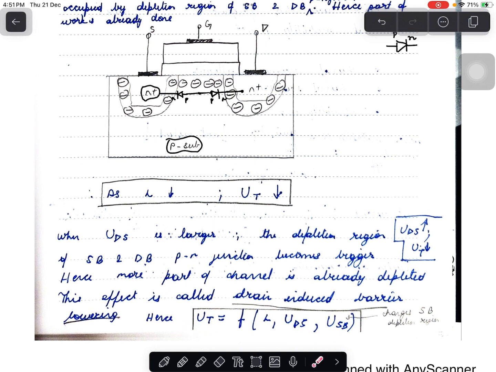So the threshold voltage is a function of length. Smaller length, smaller threshold voltage, and it is a function of VDS. The larger the value of VDS, the smaller the threshold voltage, and it is also a function of source to bulk voltage, that is the body effect which was discussed.